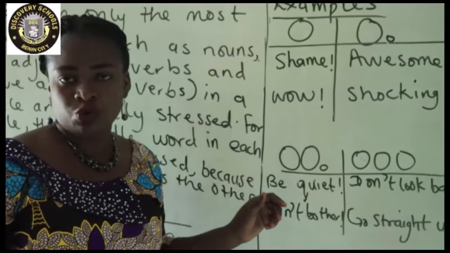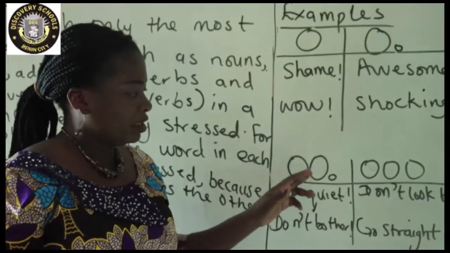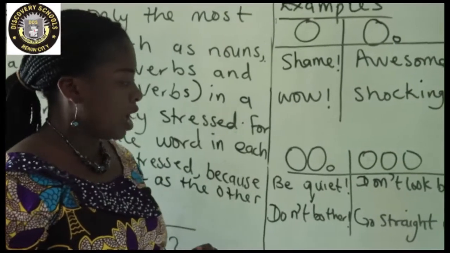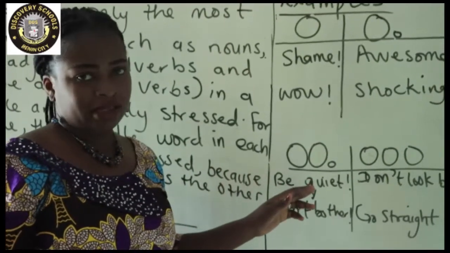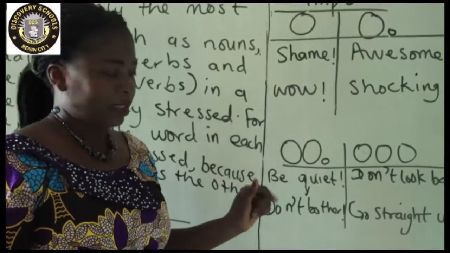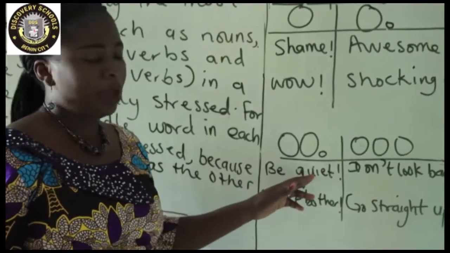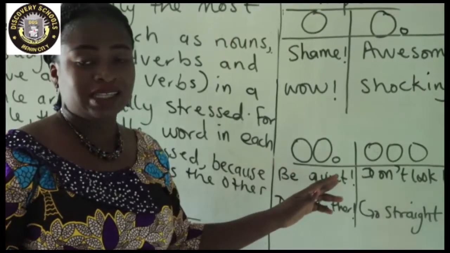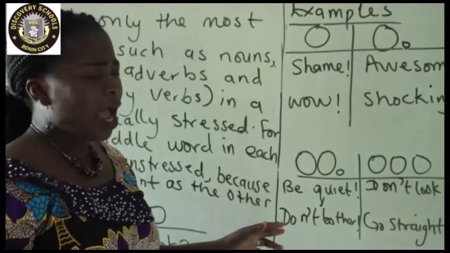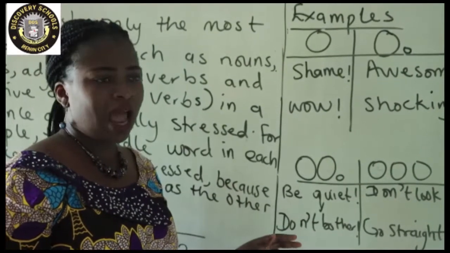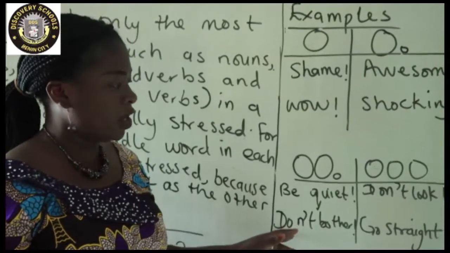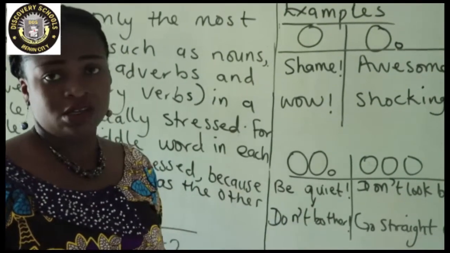Then if we move to the next word, quiet. The second syllable is stressed, but the third is not stressed. Let's pronounce. Be quiet. You describe that word: the first syllable is stressed, the second is stressed, and the third is not stressed. Another example is, don't bother. The first syllable is stressed, the second is stressed, and the third is not stressed.